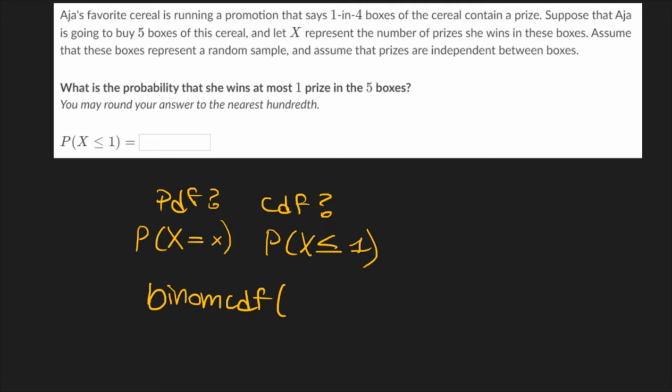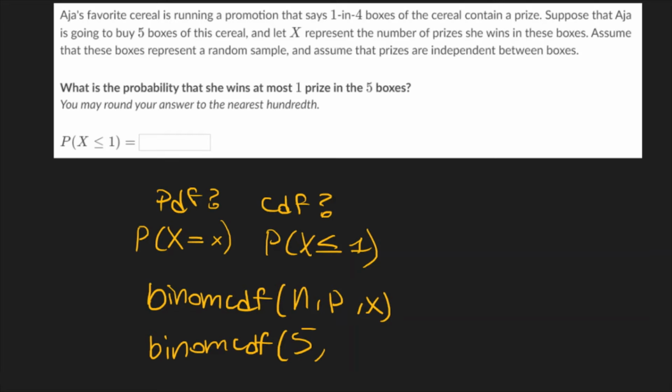And for this, we want to remember that the format is N, P, X. So if we look at what our N is, it's 5 boxes of cereal. That's our number of trials. How many chances do we have to earn a prize? That's going to be 5. So N is equal to 5.